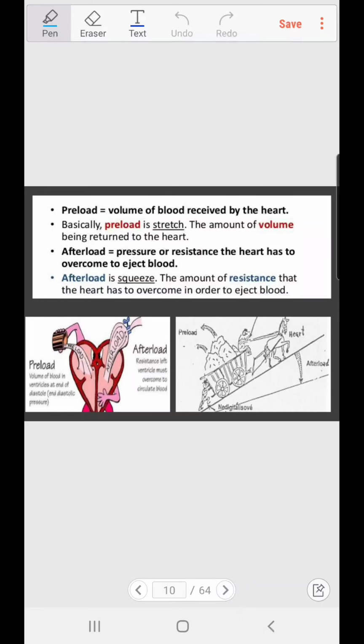These are definitions for preload. The volume of blood received by the heart is preload. Basically, preload is a stretch, the amount of volume being returned to the heart. Afterload is the pressure or resistance that the heart has to overcome to eject blood. So afterload is basically like a squeeze, the amount of resistance that the heart has to overcome in order to eject blood. There are some cartoons depicting the two conditions.